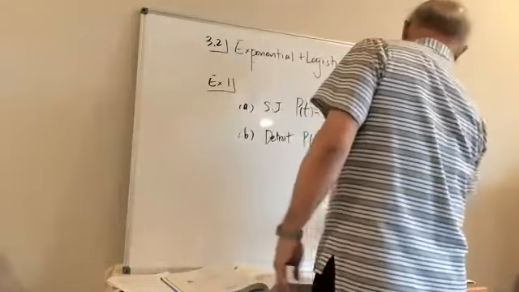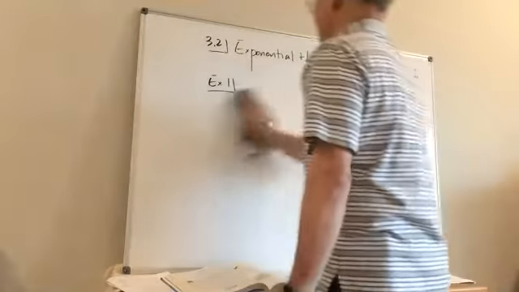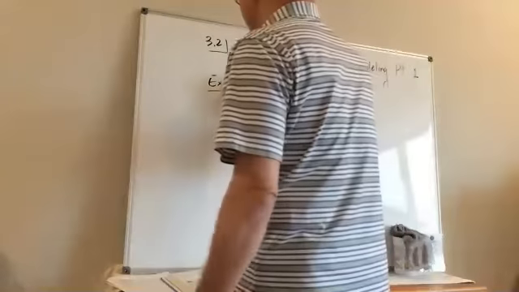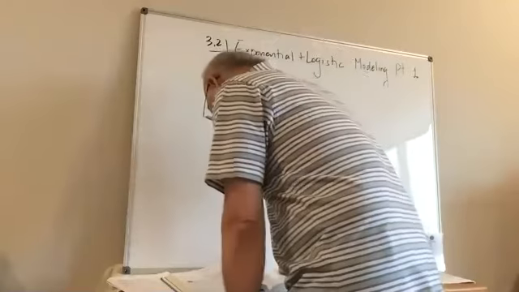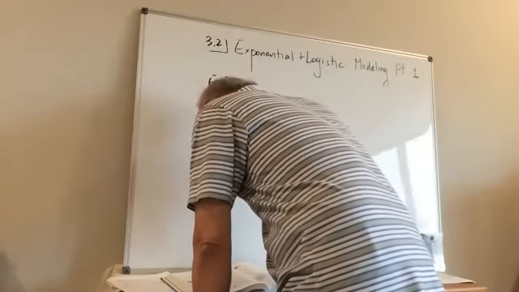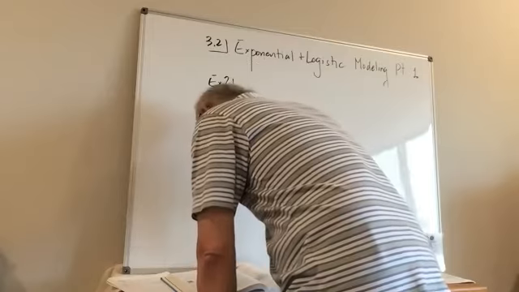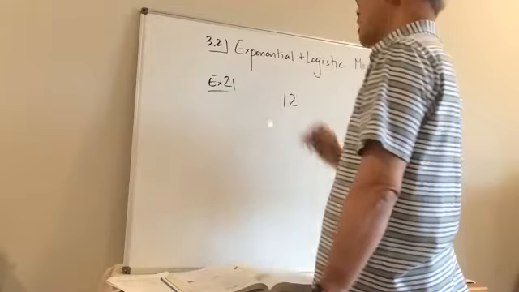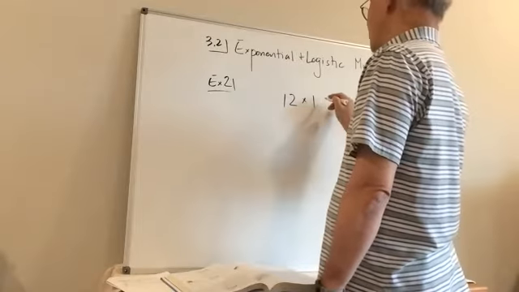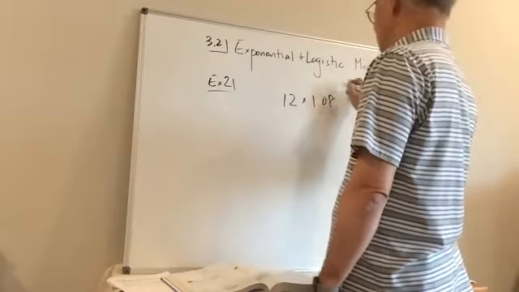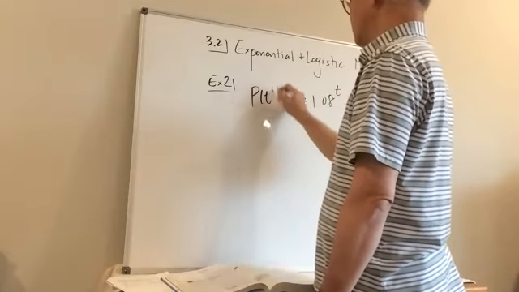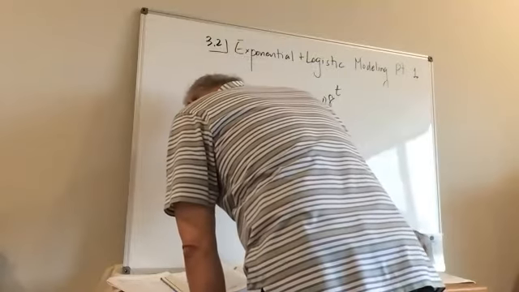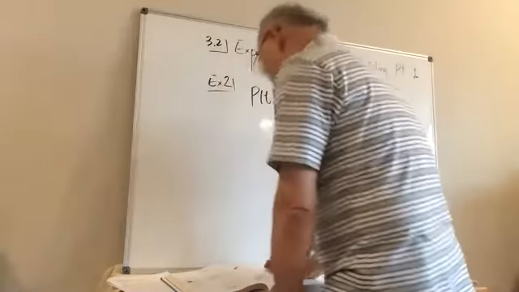Example number 2. Determine the exponential function with an initial value of 12, increasing at a rate of 8% per year. So the initial value was 12, and it is growing at 8%. Pretty simple. Okay, we're good there.